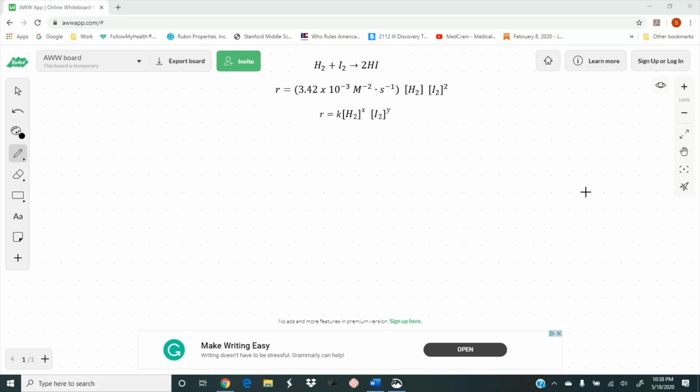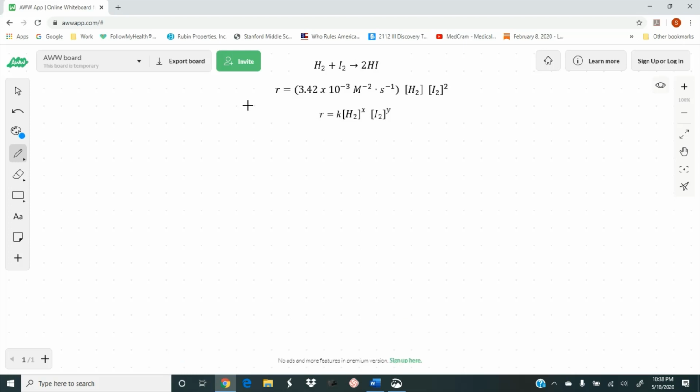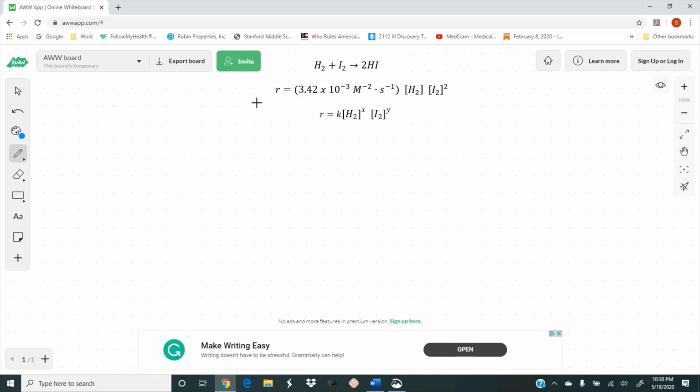17.3 on rate laws. So I'm going to do something a little different this time. I'm going to change things up a little bit and actually go over a sample problem and the ideas at the same time. So there's no separate PowerPoint. I'm just going to talk about the ideas that are going on here.